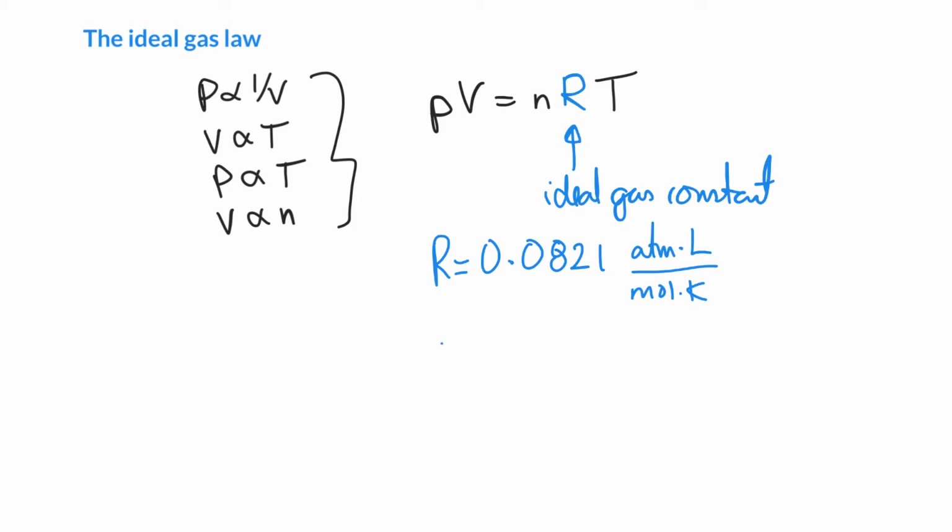You can see if you take the equation above and rearrange for R, R is equal to PV over NT. So R just has to have the units of pressure times volume, so atmospheres and liters, let's say, over chemical amount and temperature, so moles and Kelvin. So that's why R has those weird units.